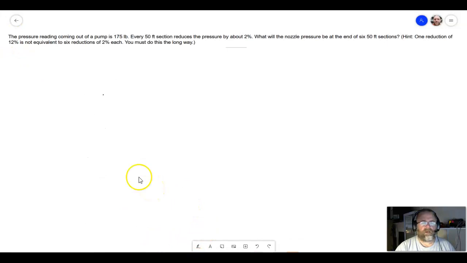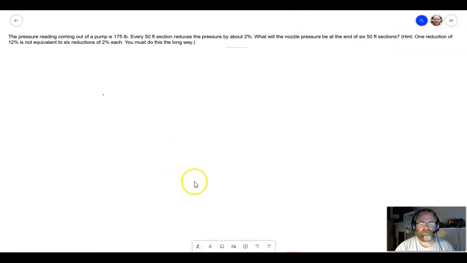All right, so for this last one here, this is one I always get a lot of questions on. And it says the pressure reading coming out of a pump is 175 pounds. Every 50 feet, this section reduces the pressure by about 2%. So this pressure in this long pipe here is decreasing every 50 feet by about 2% of that amount. What will the nozzle pressure be at the end of the 6 50-foot sections?